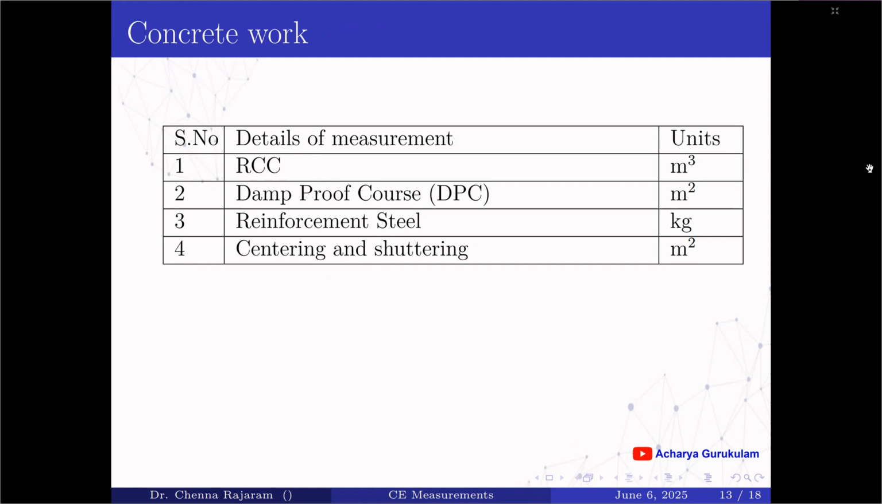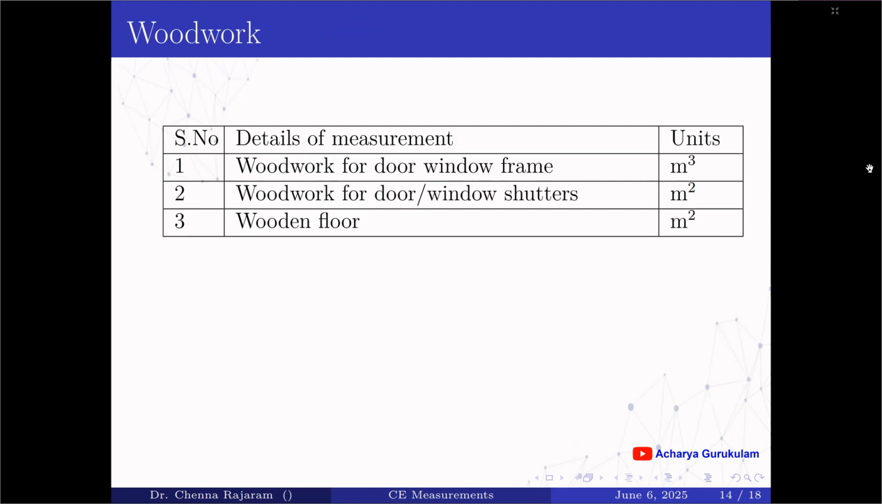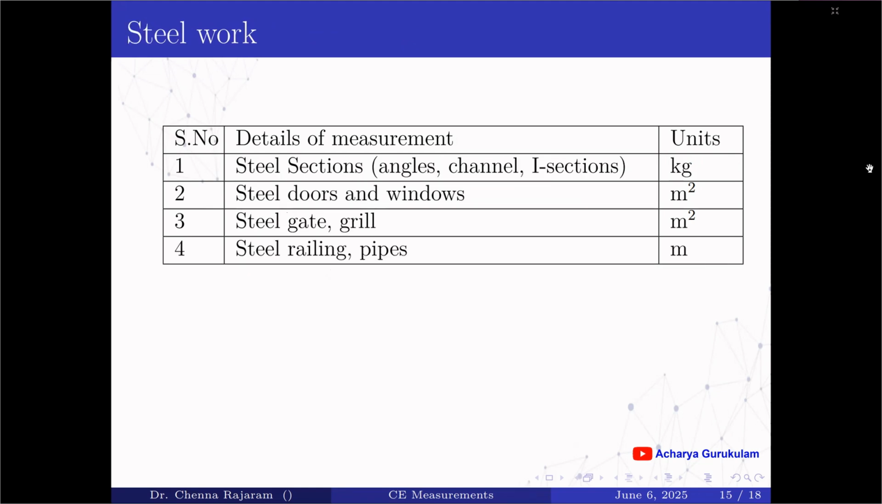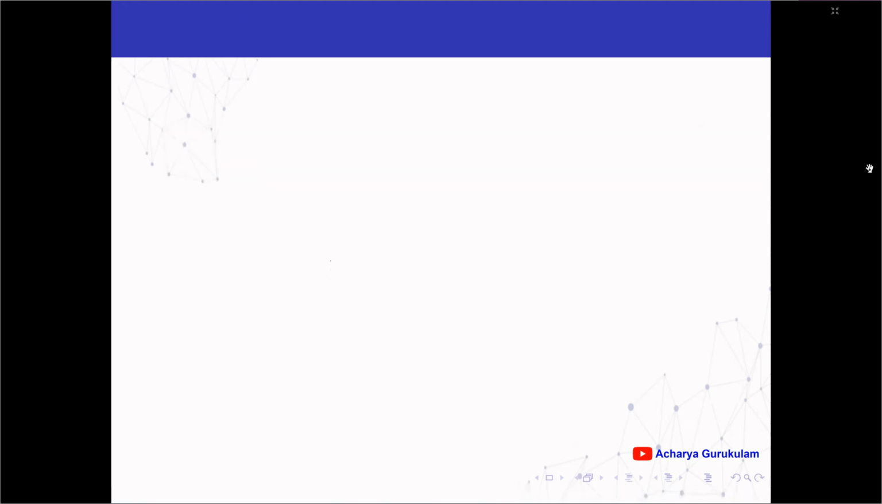For concrete works, RCC is measured in cubic meters, damp-proof coats in square meters, reinforcement steel in kg, and centering and shuttering in square meters. For woodwork, woodwork for door and window frames is measured in cubic meters. Door or window shutters are in square meters, and wooden floor is measured in square meters. Steel sections are measured in kg for various sections like angle, channel, and I-sections. Steel doors and windows, steel gates and grills are measured in square meters. Steel railing and pipes are measured in meters.